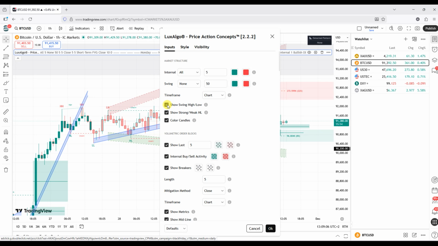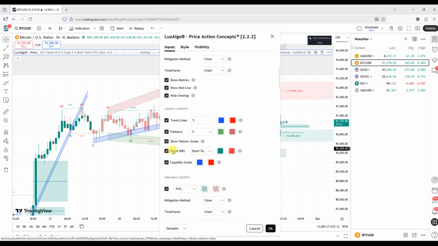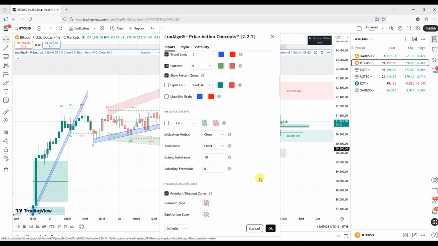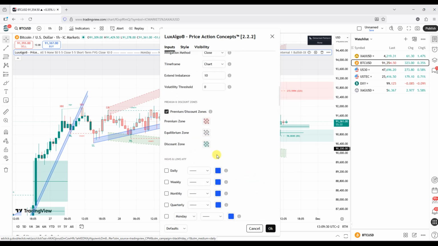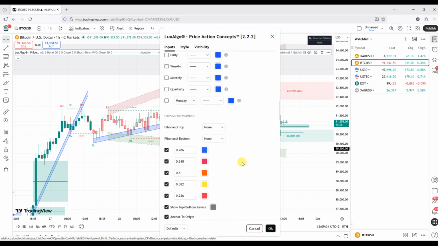So just check your trading style and see, okay, I feel the color candle is going to be very important. I feel that I don't need show breakers. I don't need the liquidity grabs. I just need to see the trend lines, patterns, and show pattern zones. I don't need to see the fair value gaps, premium discounts. To be honest, I don't need to see them. And Fibonacci levels.